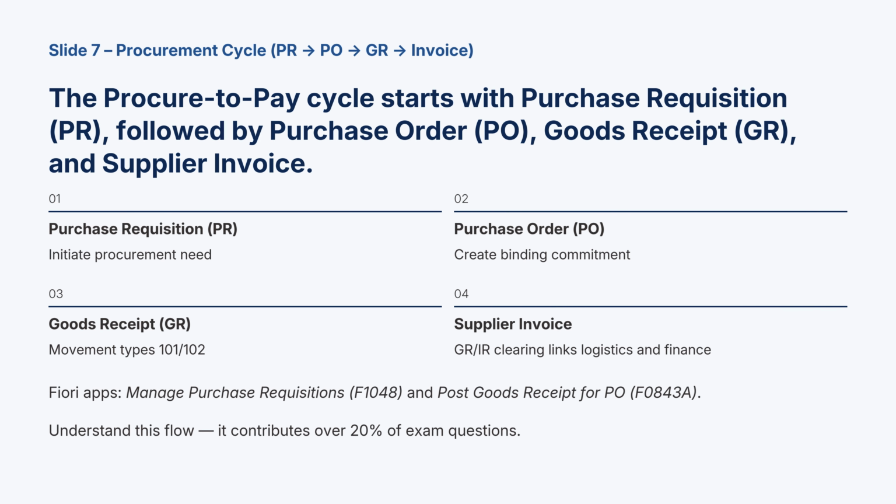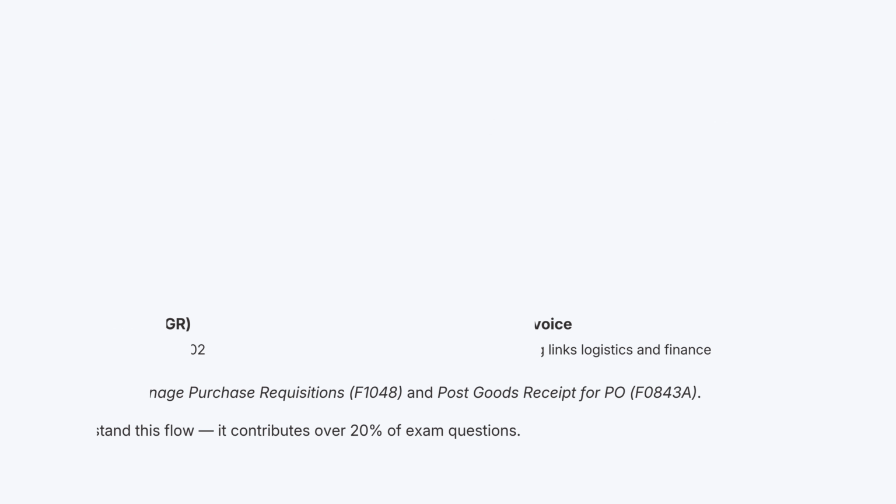Procurement cycle, PR, PO, GR, invoice. The procure-to-pay cycle is fundamental. A purchase requisition is raised, converted into a purchase order, followed by goods receipt and supplier invoicing. Movement type 101 posts goods receipt, 102 handles returns. GRIR account clearing links logistics with finance. Fiori apps, Manage Purchase Requisitions and Post Goods Receipt for PO, will always feature in your exam.